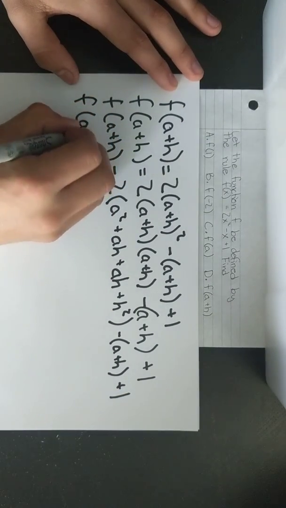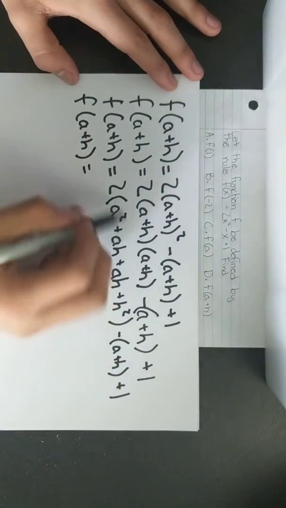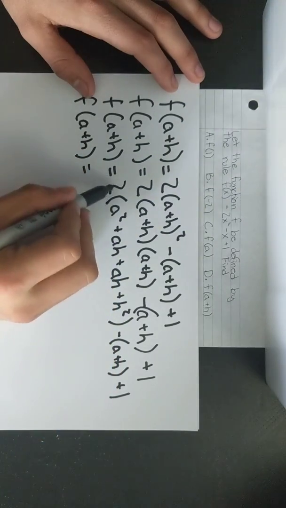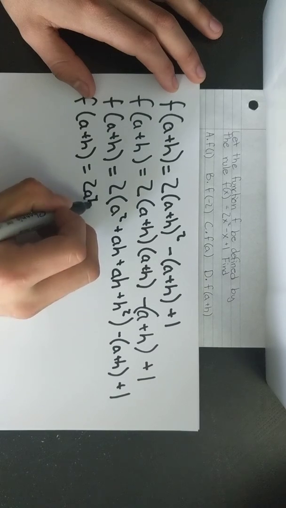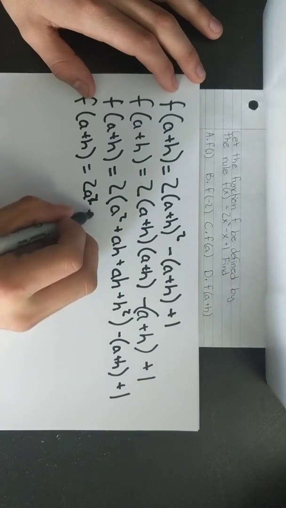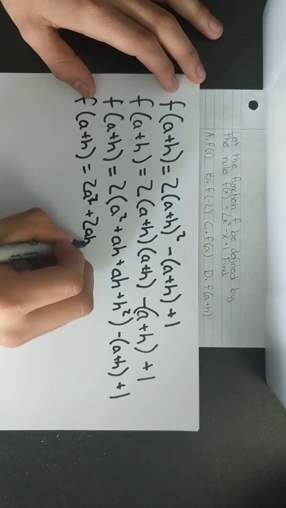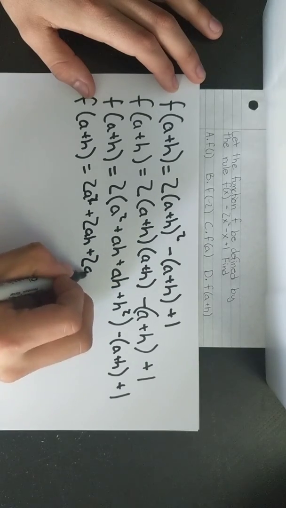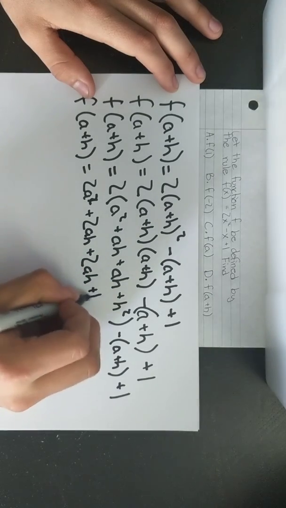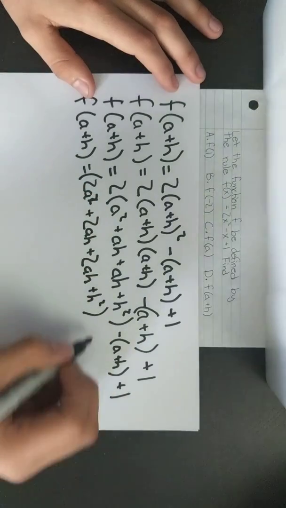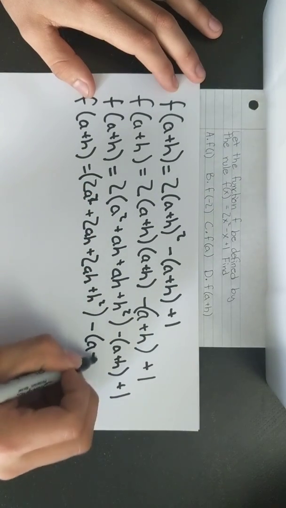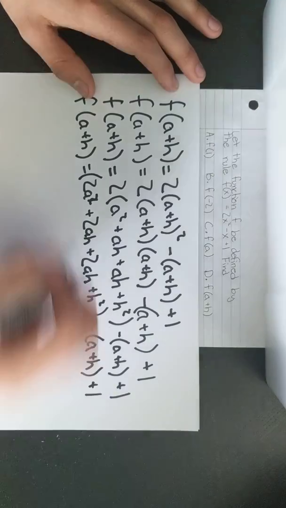So we simplify this down more. We distribute the 2, so this 2 is going to go to every term. So we're going to have 2A squared, my bad, that's a 2 right there, plus 2AH plus 2AH plus 2H squared, right? Now you're going to have parentheses here, minus (A plus H), plus 1.